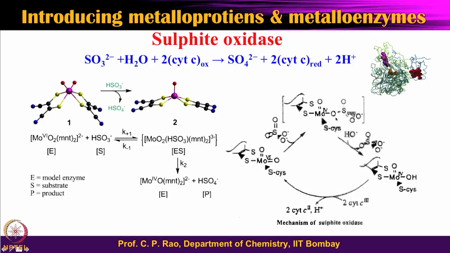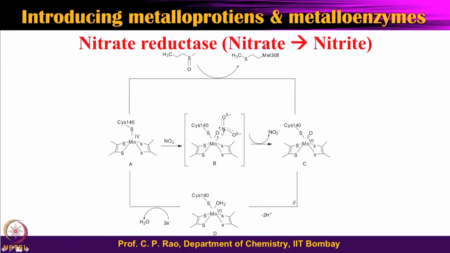Then you go to the molybdenum 4 and it gives an oxygen, sulfite goes to sulfate, and now the molybdenum is not in 6, it is in 4, and this 4 is brought back to 6 by using cytochrome C. So, cytochrome C will give 1 electron 2 times, and the 2 protons. So, the whole thing will cycle. So, in the previous case it has gone to the 6, then you are bringing to 4.